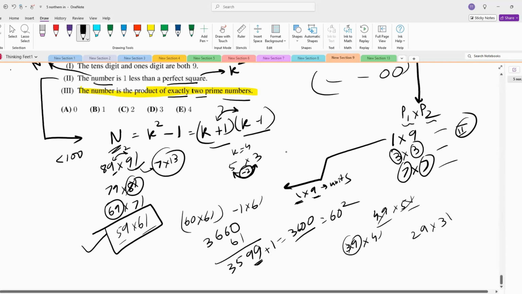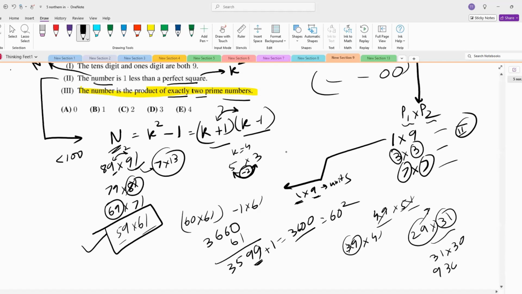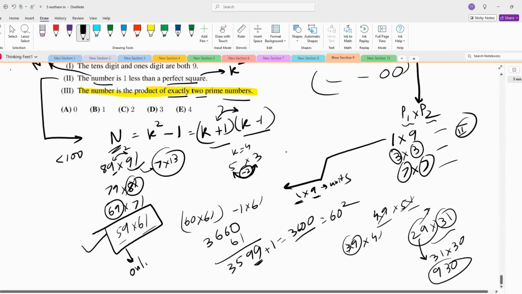29 times 31, they're both primes, but if you multiply them, you don't get a 4-digit number because this is less than 30. So if you multiply 31 by 30, you essentially get 930, right? Which is a 3-digit number. So if you use 29, you're going to get a number which is even less, right? So we can actually stop here because once we reach 29 times 31, we are getting into the 3-digit number zone, but we need a 4-digit number. So this is the only option that is working. So the answer is B for 23.